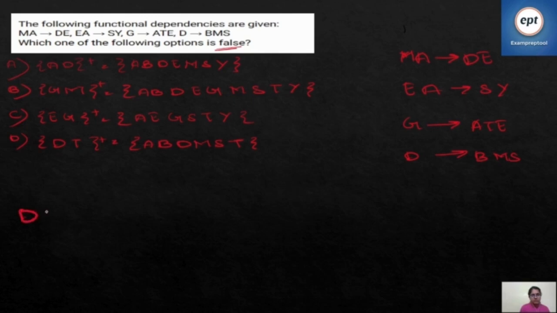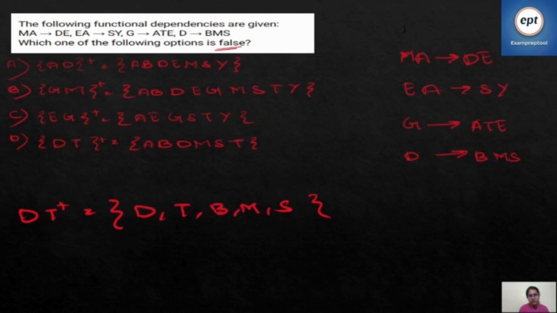So the attribute closure of DT: D will already be there, and T we will write also. From D we are able to derive B, M, S. Anything else we can derive from T? Obviously we can't derive anything. B we cannot derive, M, S, no. So it is not possible. So the real attribute closure of DT contains D, T, B, M, S.